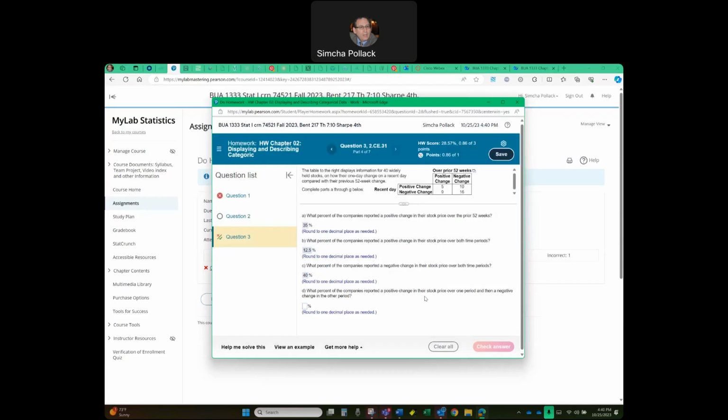What percent of the companies reported a positive over one period and then a negative over the other period? Well, these 9 were negative, then became positive. And these 10 positive became negative. So it's 19 over 40. 19 divided by 40 equals 0.475. Move over the decimal, so it's 47.5%.